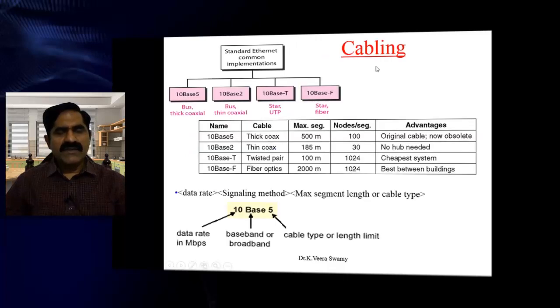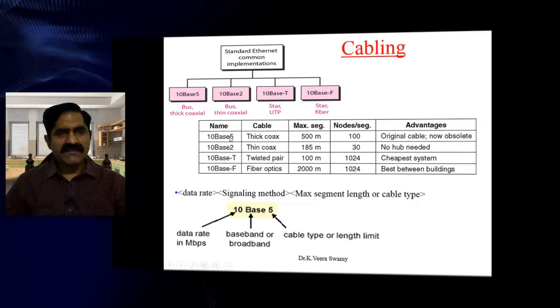So from the cabling point of view, as an overall idea, your standard Ethernet implementations are classified into four categories. One is thick coaxial cable, second is thin coaxial cable, third is twisted pair, and fourth is fiber optics. These are the possibilities.